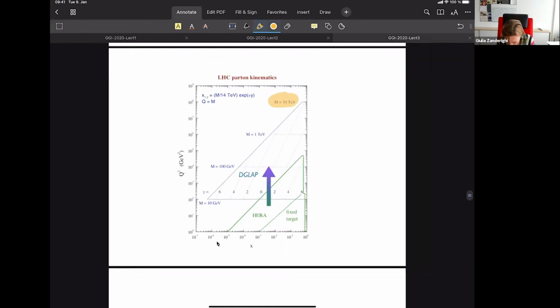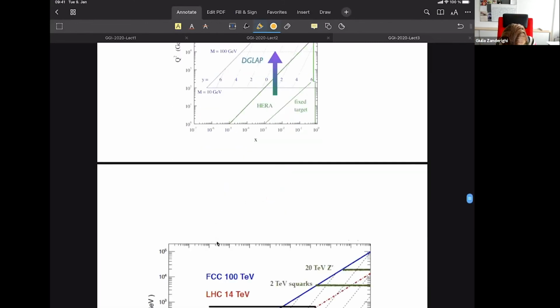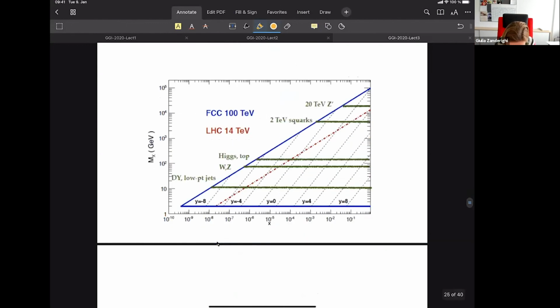And maybe the other plot I have here is this one. This also shows, we know now we have the LHC, but people are, of course, thinking about future colliders and so on. And so this is one of the many plots that you can see.